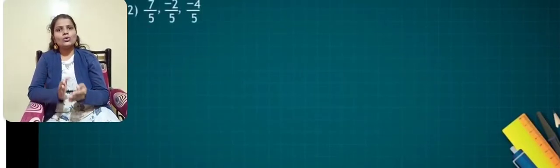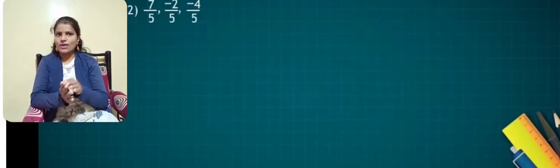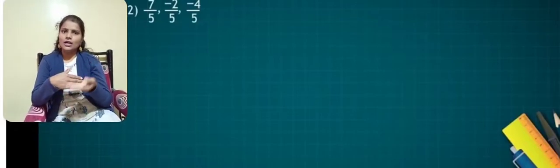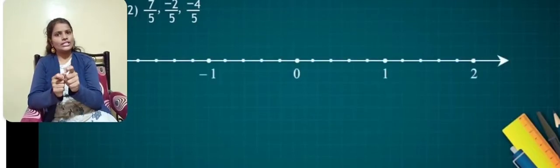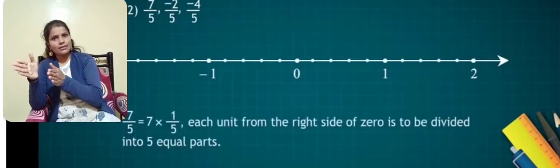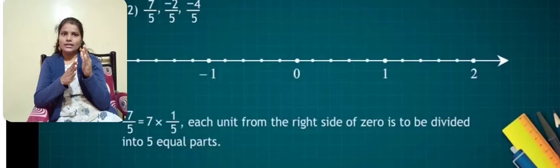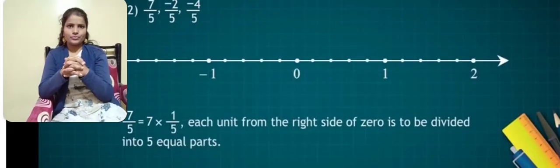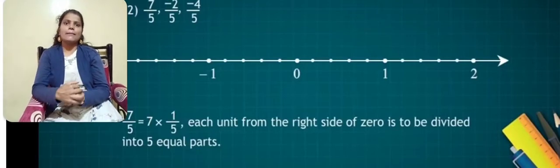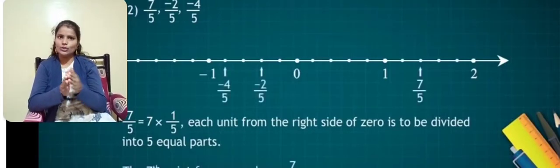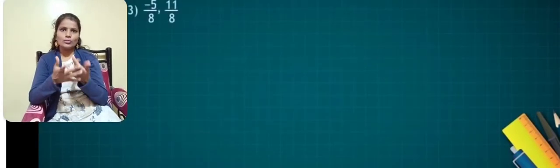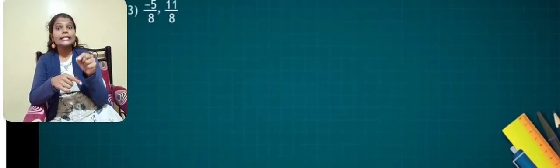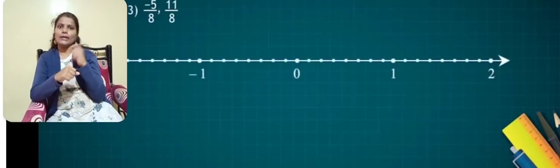Next, 7 upon 5, minus 2 upon 5, minus 4 upon 5. Suppose the example 7 upon 5 is equal to 7 multiplied by 1 upon 5, because each unit from the right side of 0 is divided into 5 parts, and similarly on the left side. It is denoted on the number line in sequence.